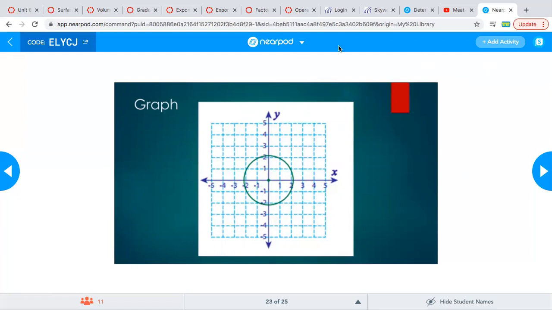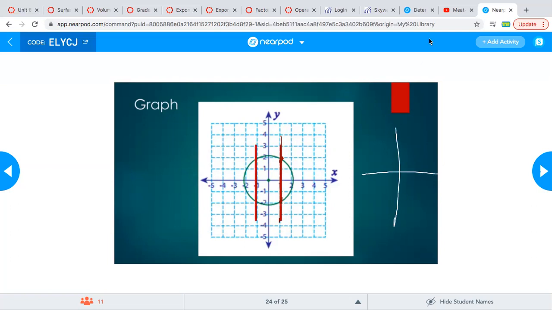Is it a function? No, right? Because if I put a vertical line through this, bam, 1, 2, it hits it twice. So therefore it's not a function. Okay. Now, here's my question. This is going to help you on the assignment for today, not the quiz.